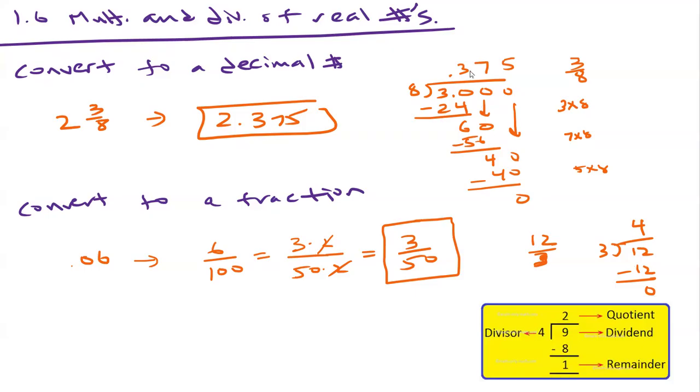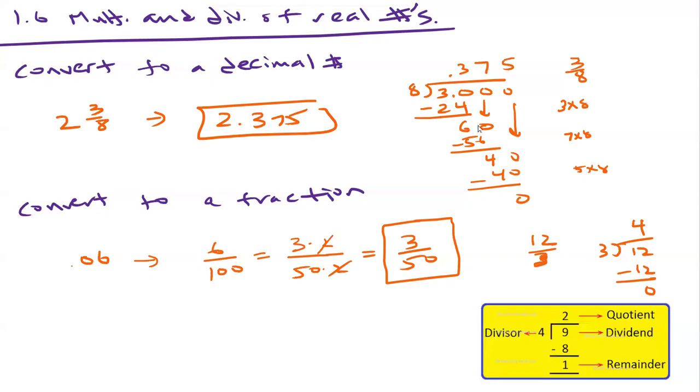So in this case, we had 3, right? 3 times 8 is 24. That's the highest number that can go into 30. We can't go any number higher than that. So we subtract 30 minus 24, we get a 6. Again, I still don't have enough, so we put a 0 here and then bring it down.